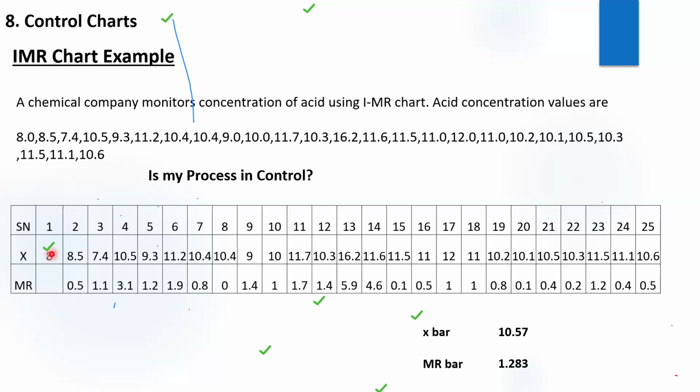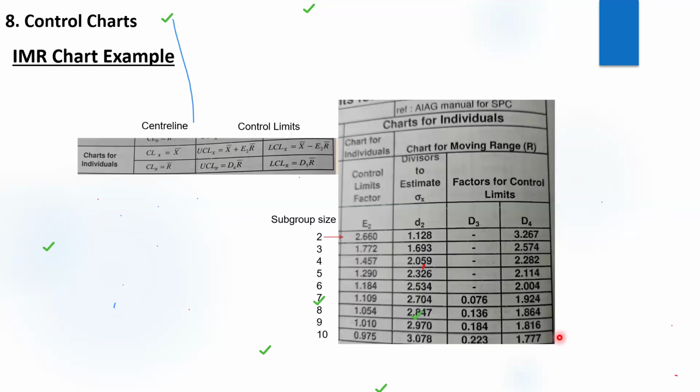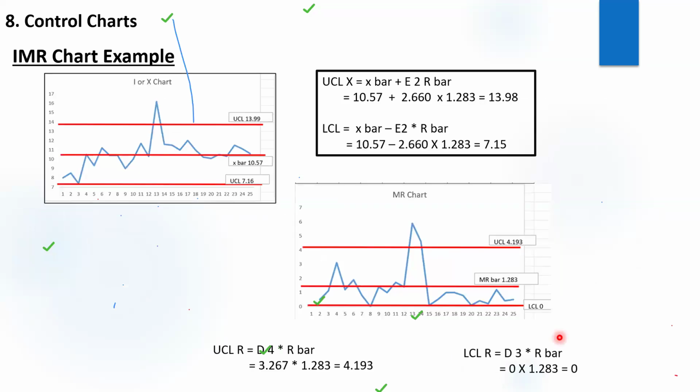When I take the average of this, that is called X bar. When I take the average of this, it is called MR bar. So again, this is the average of X, and this is the average of MR bar. Now there are some formulas, and I will tell you how to calculate them. You can go through the internet and check the formulas. It is not part of 7QC tools, but I am explaining it to you. It is a part of SPC or Six Sigma.